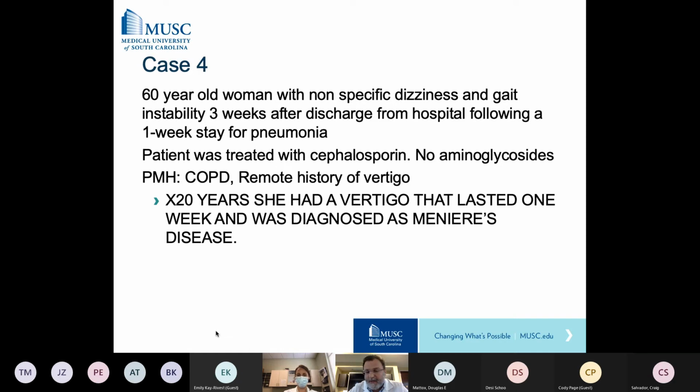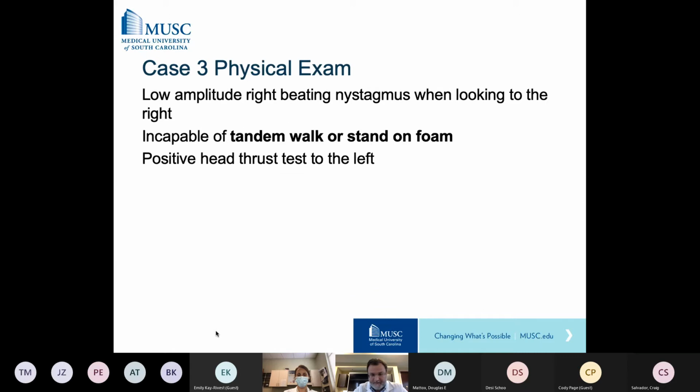She has COPD, and she has a remote history of vertigo. About 20 years before she presented to you, she had a vertigo that lasted 1 week. She was diagnosed with Meniere's disease. She doesn't remember having any hearing loss or tinnitus, and she doesn't currently endorse any hearing loss or tinnitus.